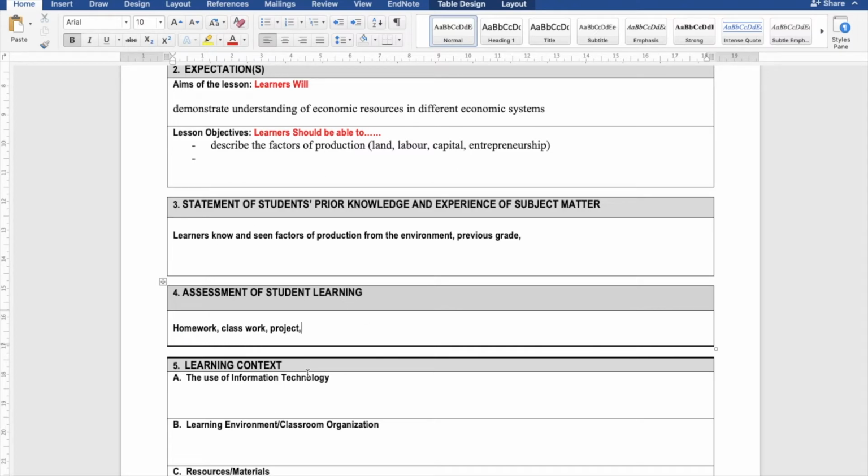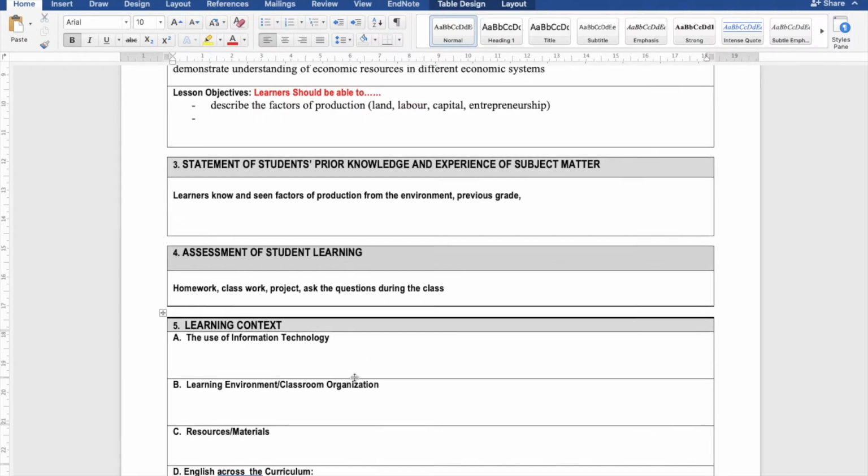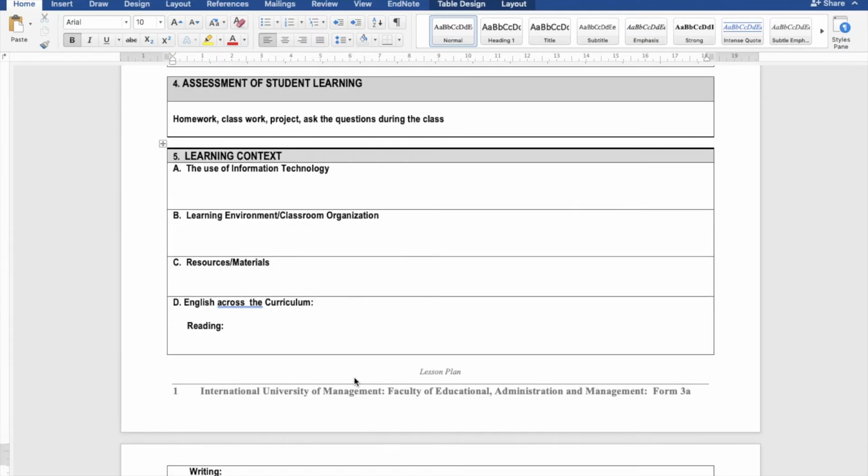Are you going to ask them only questions? Ask them questions during the class. So it's up to you, but you just want to know whether learners understand, and then the objective is being achieved. All right. Then you come to number 5. Number 5, there are actually 4 components.